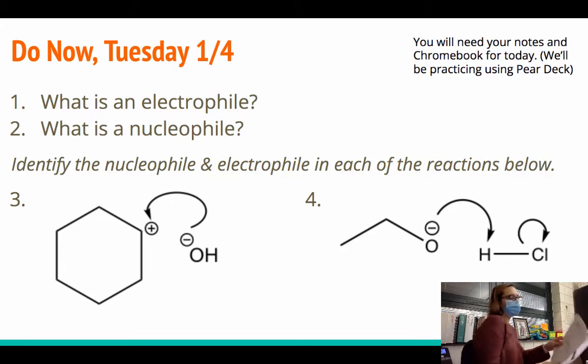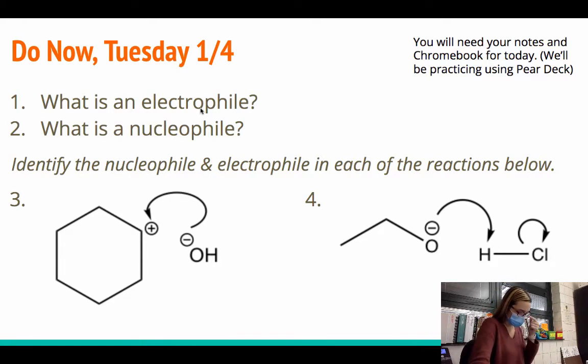For 1 and 2, it's just asking in general what an electrophile and a nucleophile are. You don't have to give me specifics, but if you look at the notes, there are slides specifically on electrophiles and nucleophiles. A lot of times people will get these two terms mixed up. What helps is if you remember that philic, like hydrophilic, means that something is water loving. So phile means that it likes it.